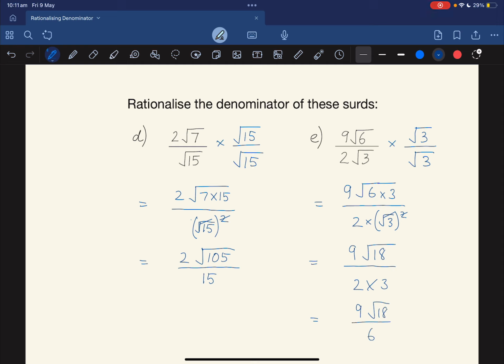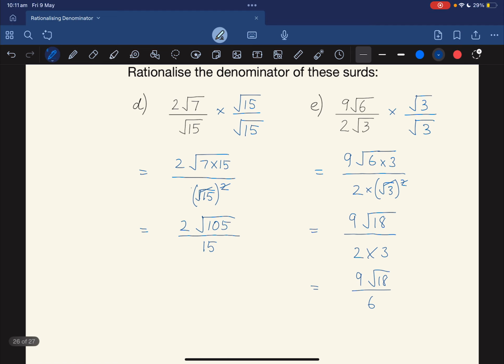Is that as simple as we can get it? Look at this. 9 and 6 have a factor of 3. Look at that fraction at the front. So I'm going to divide by 3 on top and bottom. 9 divided by 3 is 3. 6 divided by 3 is 2. Now root 18, okay? 9 is a factor. Always looking to simplify into that square root zone.